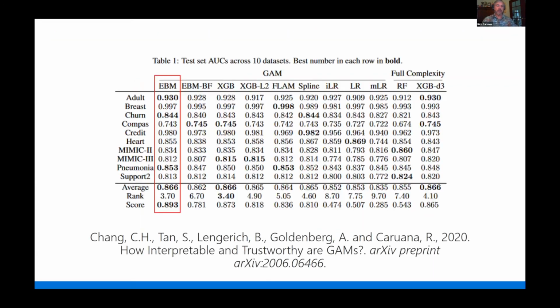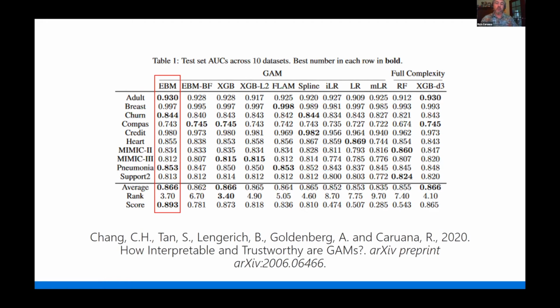So here's a study. I'm a co-author on this study. And here for 10 different data sets, we have the average performance of EBMs down here, 0.866. And then for full complexity models, such as random forests and gradient boosting with deeper trees, we see that those models on average on these data sets don't do any better than the EBM does. That is, the EBM gives you all of this intelligibility without any loss in accuracy.